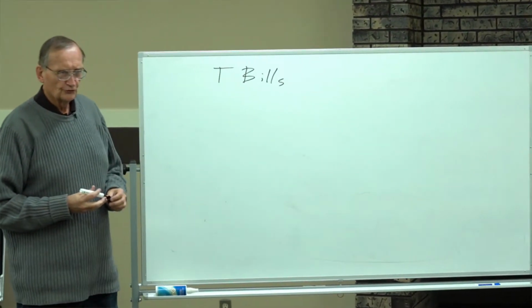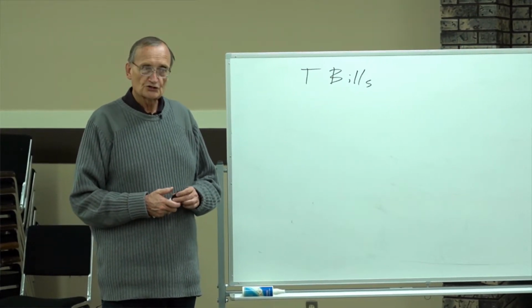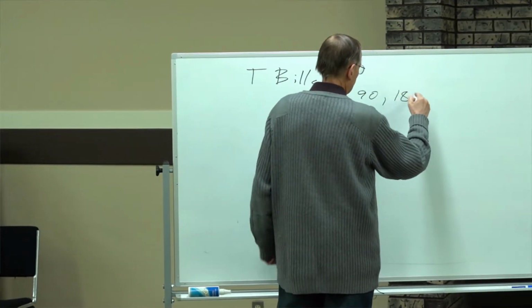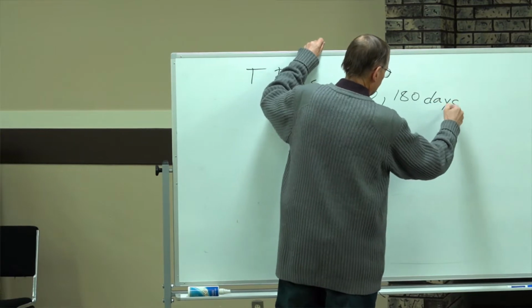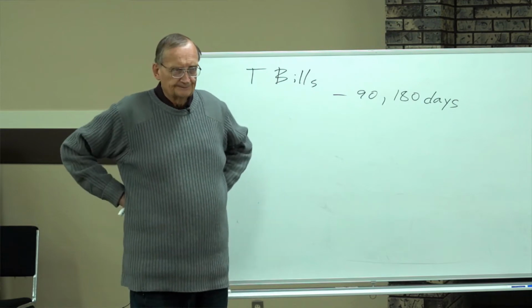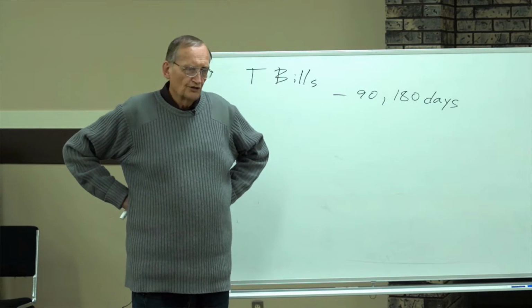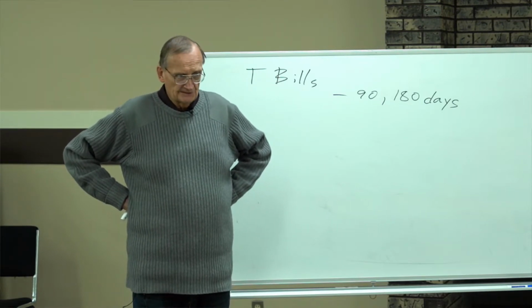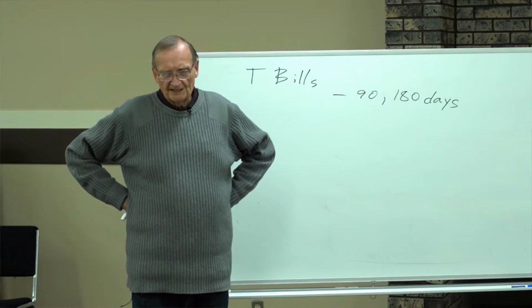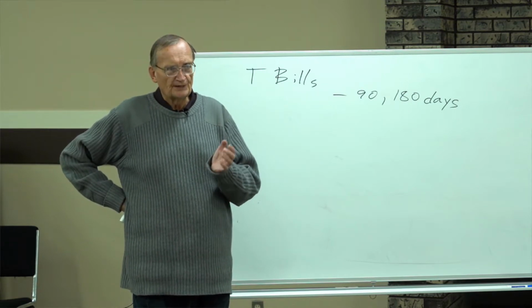T-bills, also known as treasury bills, are short-term government debt. They're less than a year. They're issued by the federal government. And most of them are 90 to 180 days. Okay? You don't get paid interest when you buy a T-bill. How you make money is you pay a discounted price.